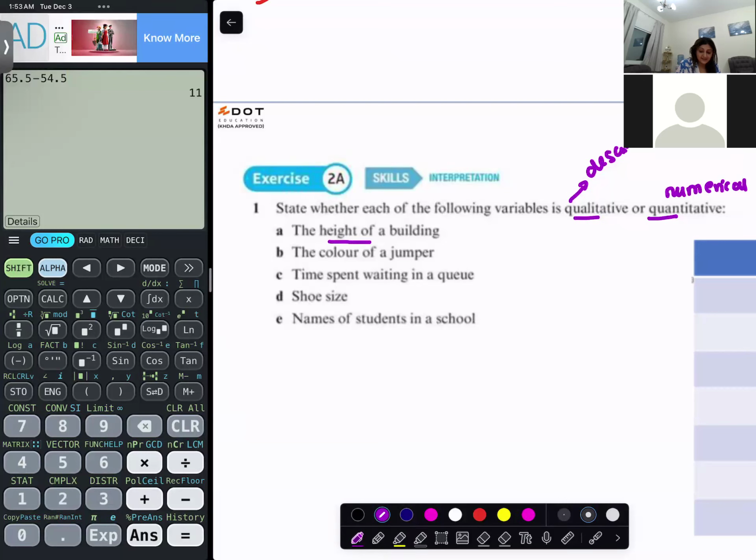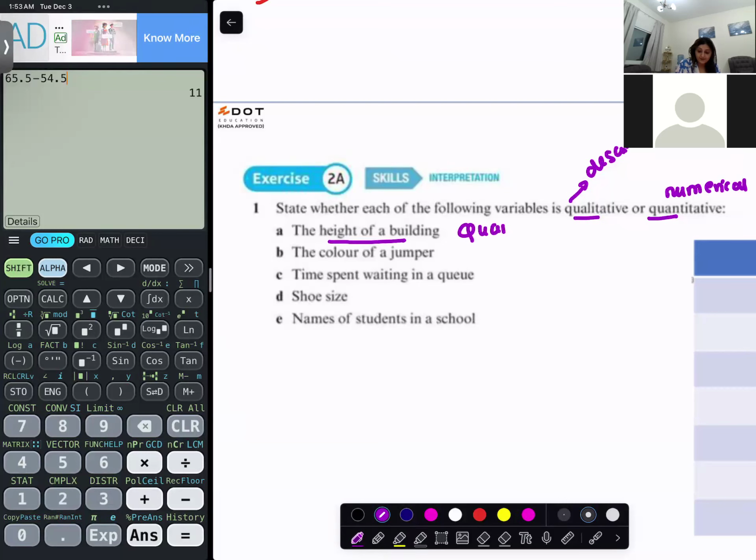Height of a building, it is numerical, so it is quantitative. Color of the jumper, it is not numerical, it is descriptive, the color. So this is qualitative. Time spent waiting in a queue, it is numerical, so it is quantitative. Shoe size, numerical, so it is quantitative. Names of students in a school, the name is a descriptive word, so it is qualitative.